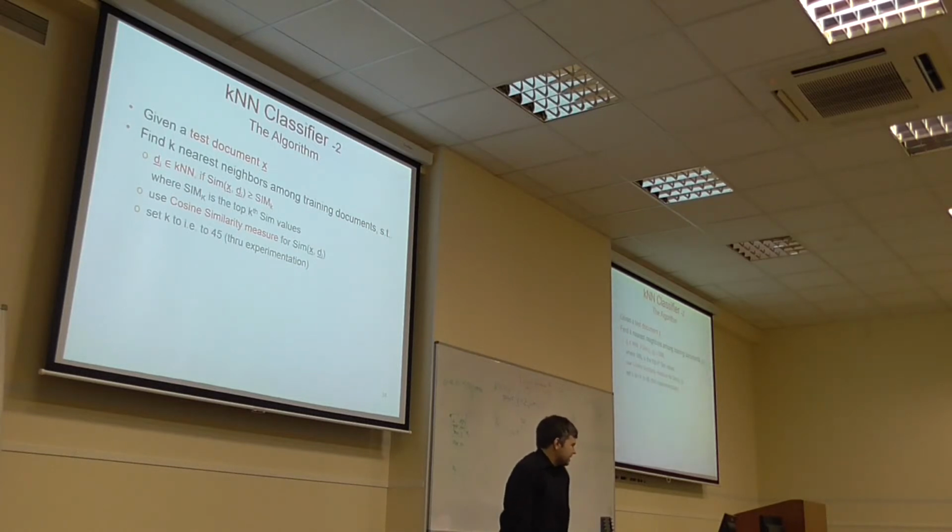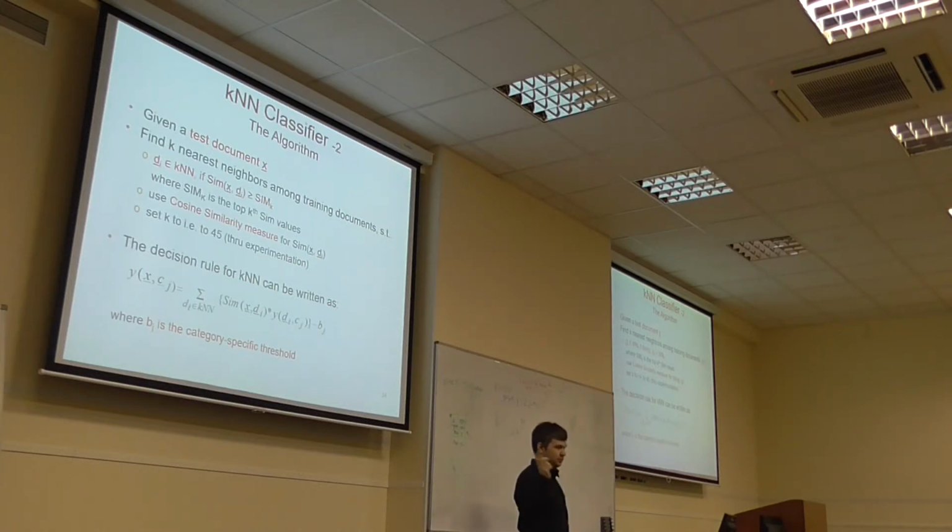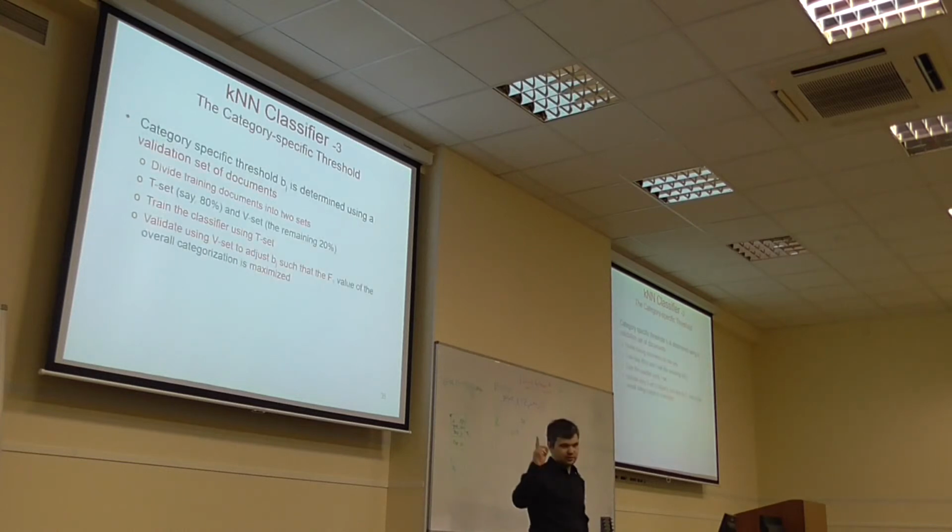And in one of the recent studies in our lab, people were using KNN and they came up with a value of 45. Yeah, for different data sets and for different applications it can be different. Just like one of the values of near neighbors could be used for all of this. And the decision rule can be written like this, where b_j is a category-specific threshold. So you can look through the slides later after the lecture.